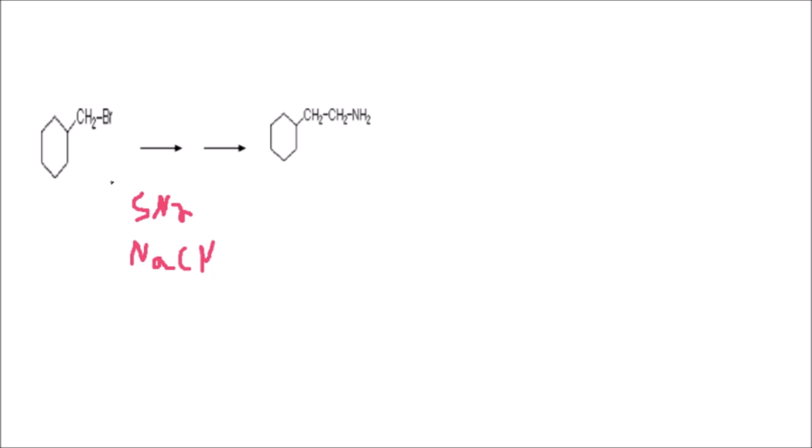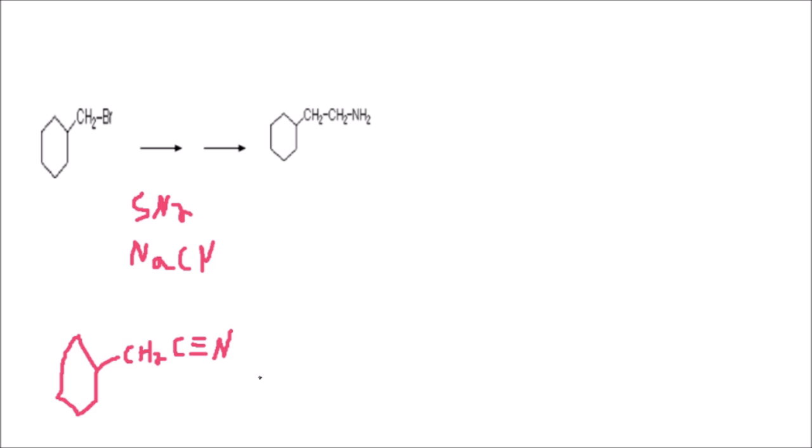and you can use an SN2 solvent like DMSO. Then if you react this with this compound, you're gonna get, instead of the Br, CN, which is a nitrile group.